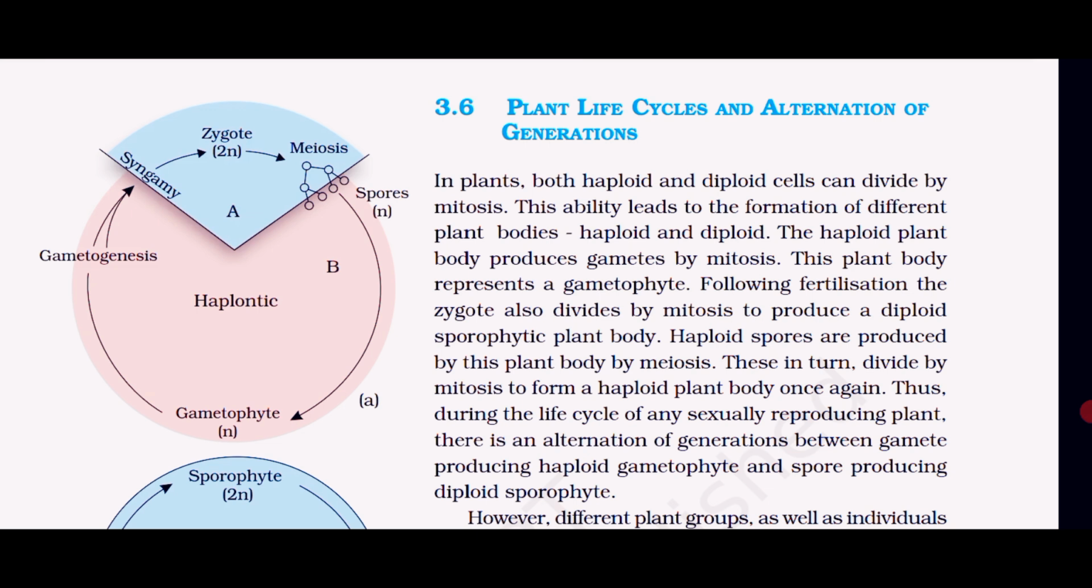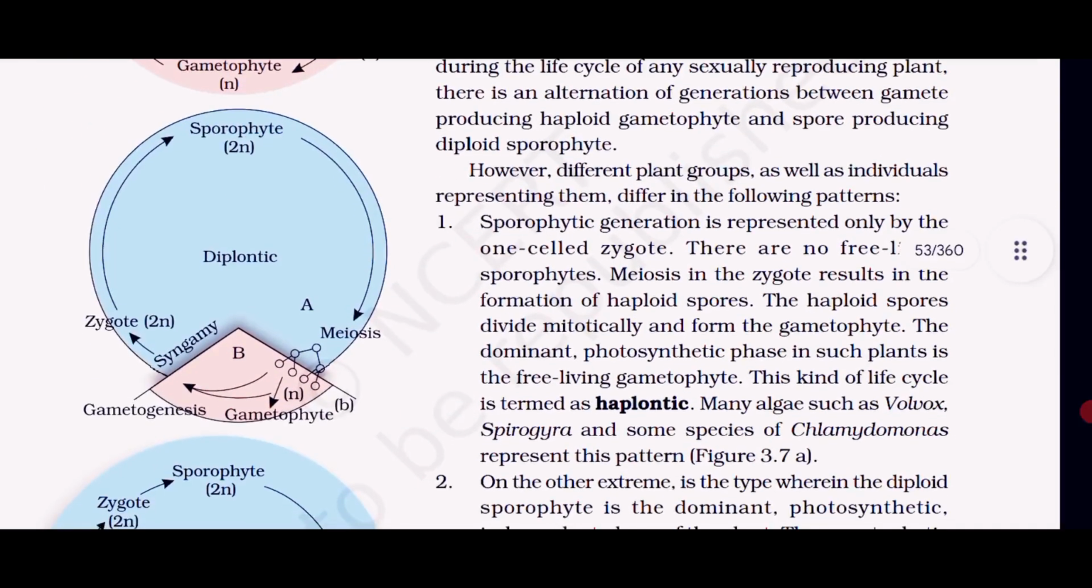Haploid spores are produced by this plant body by meiosis. These in turn divide by mitosis to form a haploid plant body once again. Thus, during the life cycle of any sexually reproducing plant, there is an alternation of generation between gamete producing haploid gametophyte and spore producing diploid sporophyte. However, different plant groups as well as individuals representing them differ in the following patterns.